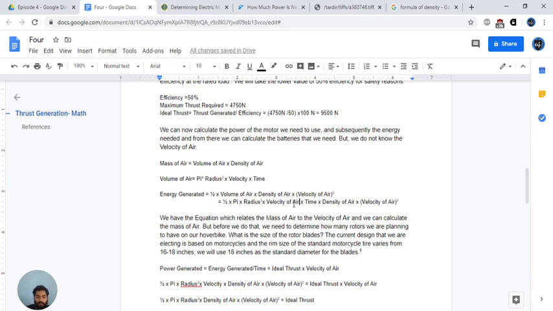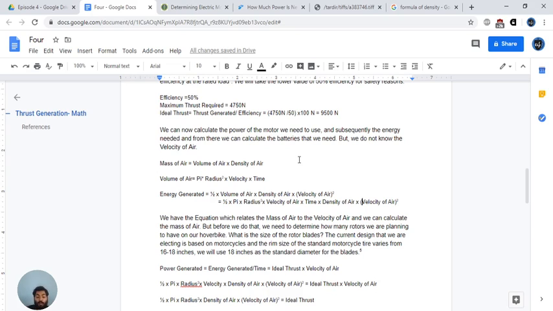We're still stuck in the same idea that we do know the radius. We can choose the radius, right? We can choose the time. We can figure out the density of air. I'm going to get into that a little bit. But then we can't choose a velocity. We have to calculate it at first, given the thrust and energy generated. We're still stuck at the same idea. We still don't know the velocity of air.